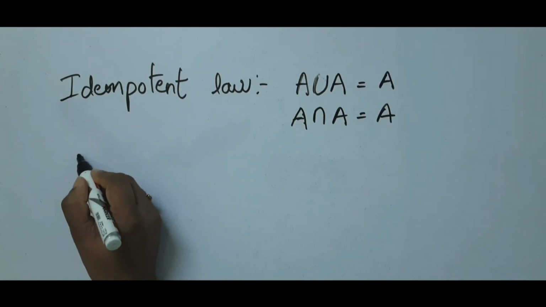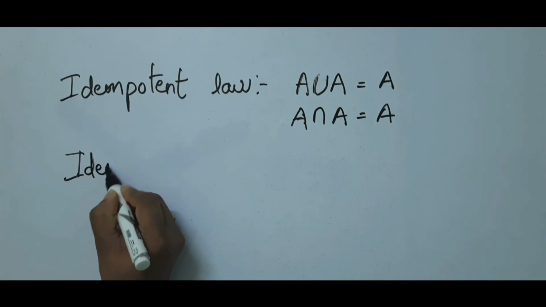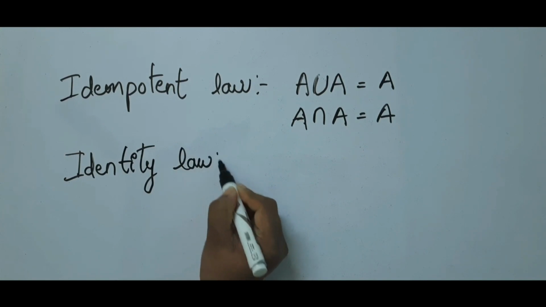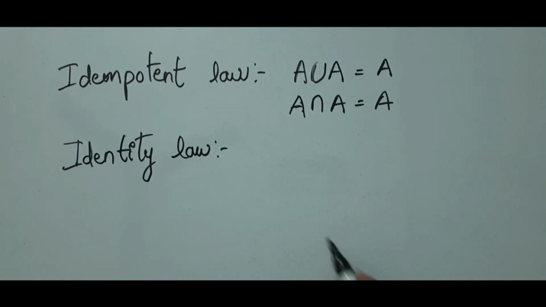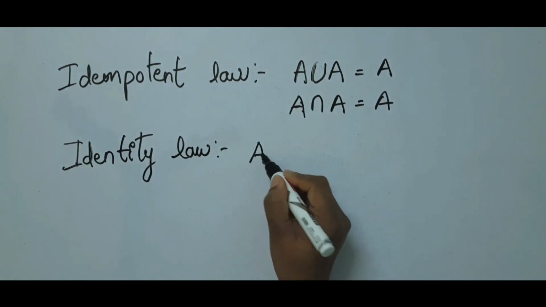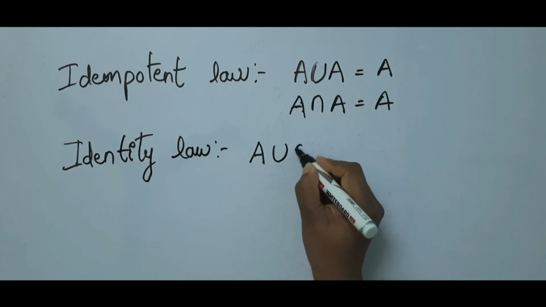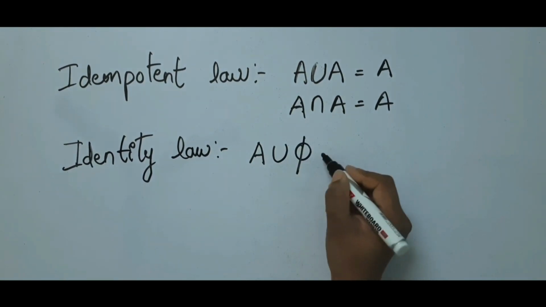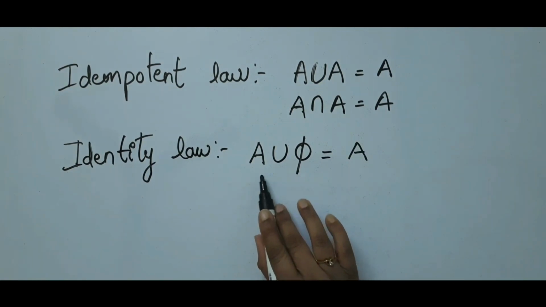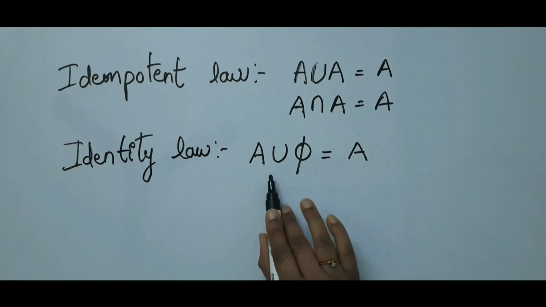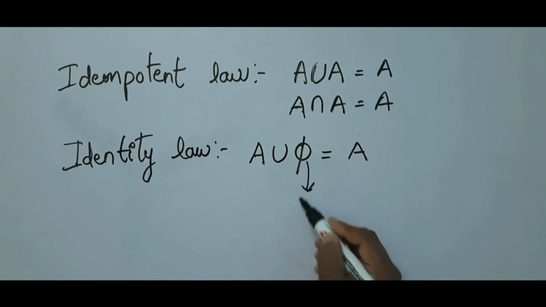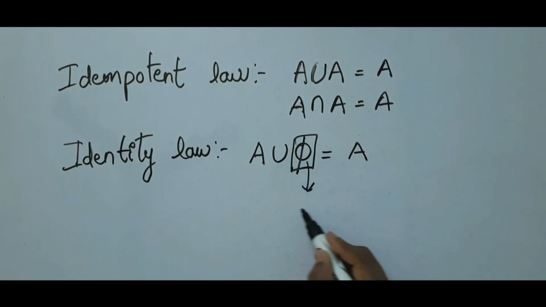Okay? Next, identity law. Identity law means in case of union, let A be any set, A union null set, that is phi, will be A. Phi is empty, is it not? So union of any set with an empty set will be the same set. So in case of union, this phi is the identity element.